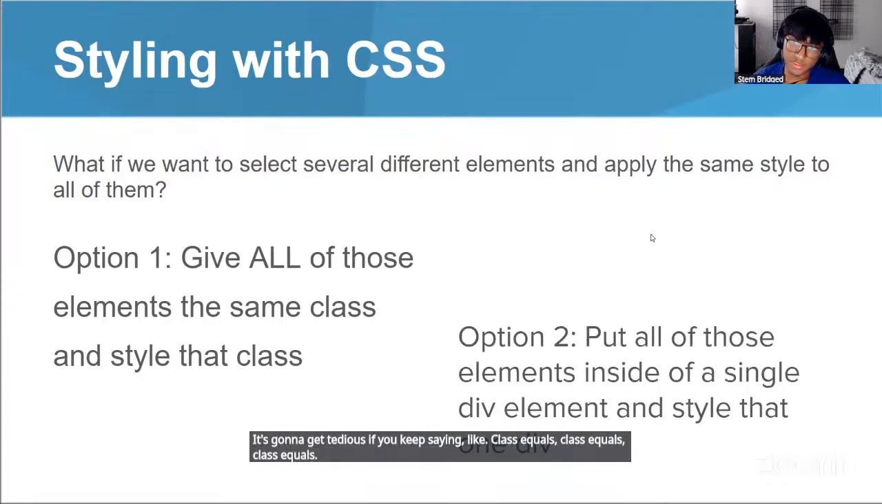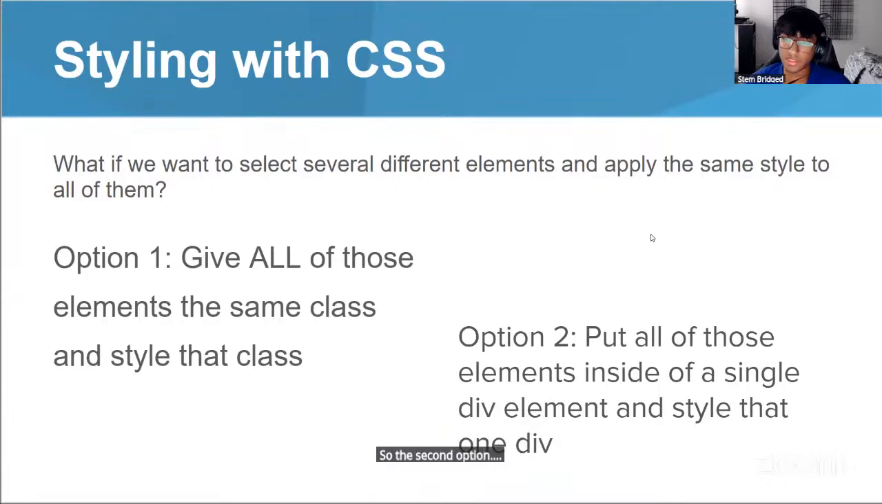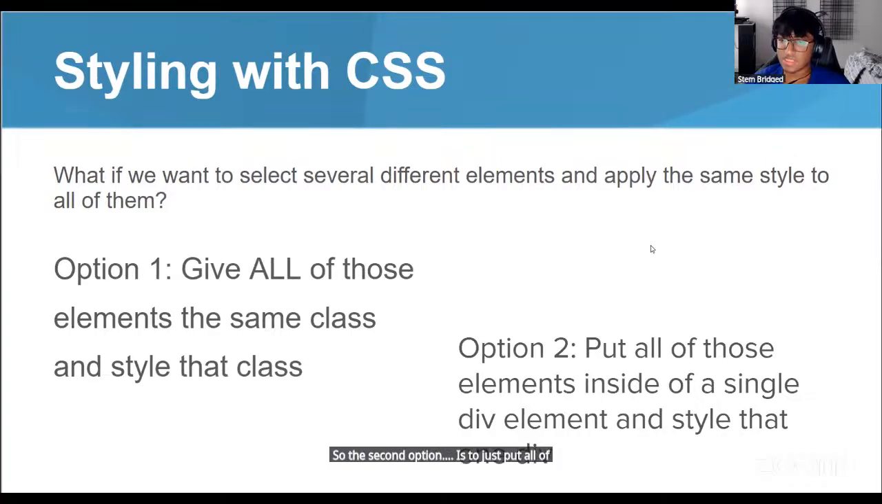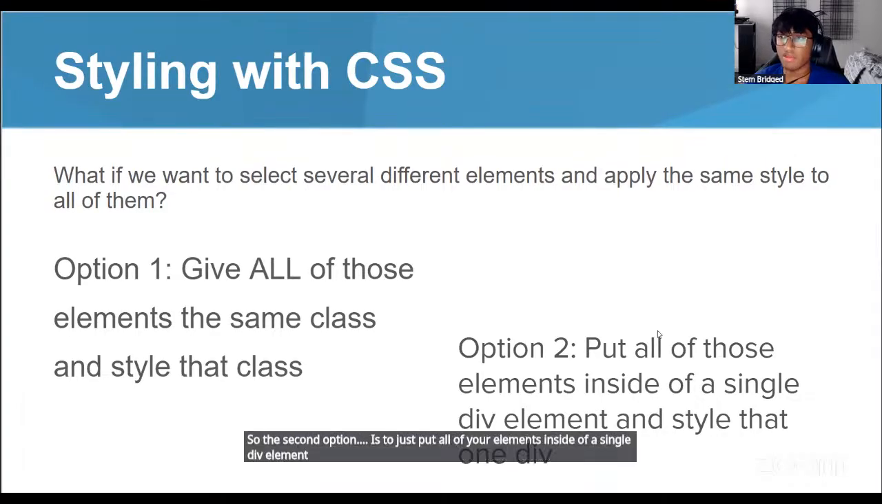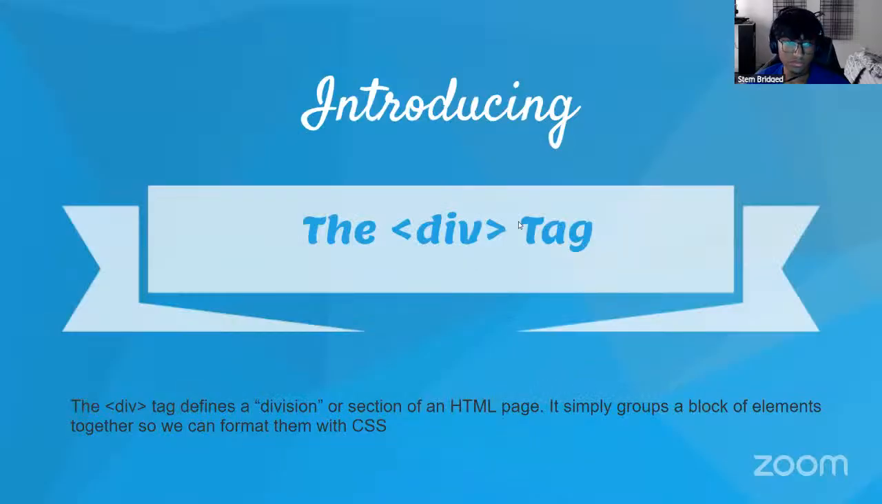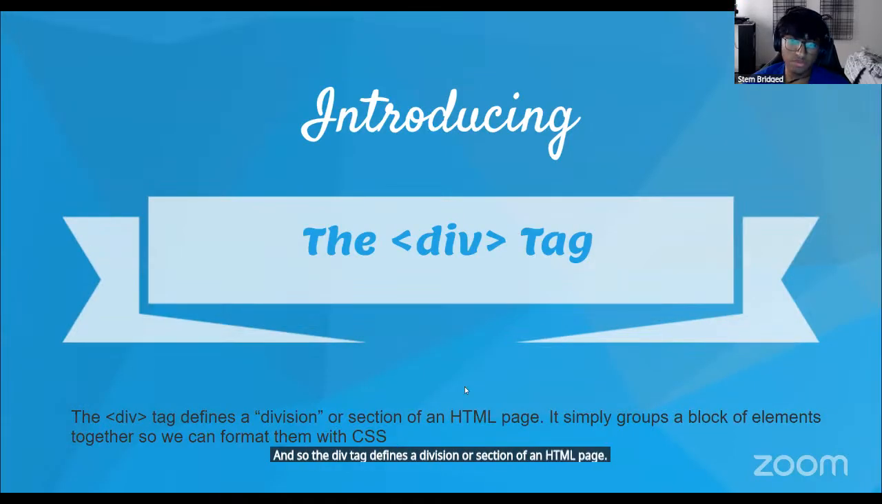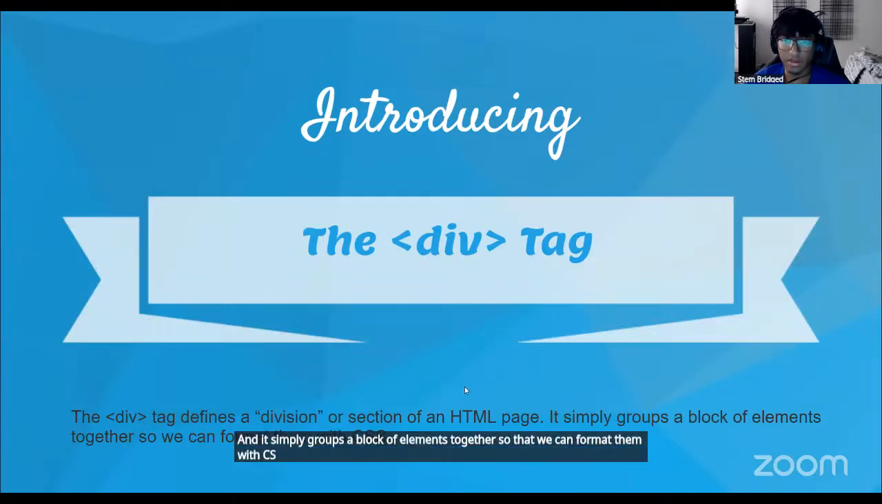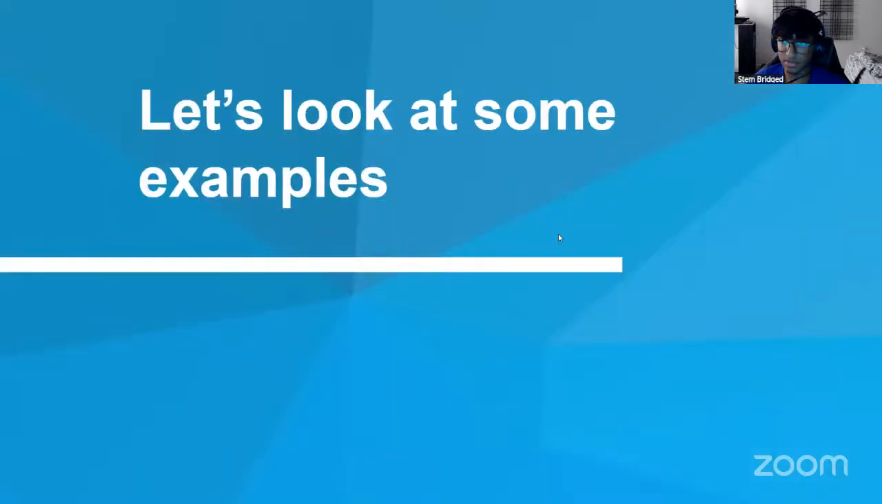So the second option is to just put all of your elements inside of a single div element and then style that div, right? So you're going to style the div that you put all the elements inside of. The div tag defines a division or section of an HTML page, and it simply groups a block of elements together so that we can format them with CSS. So let's look at some examples.